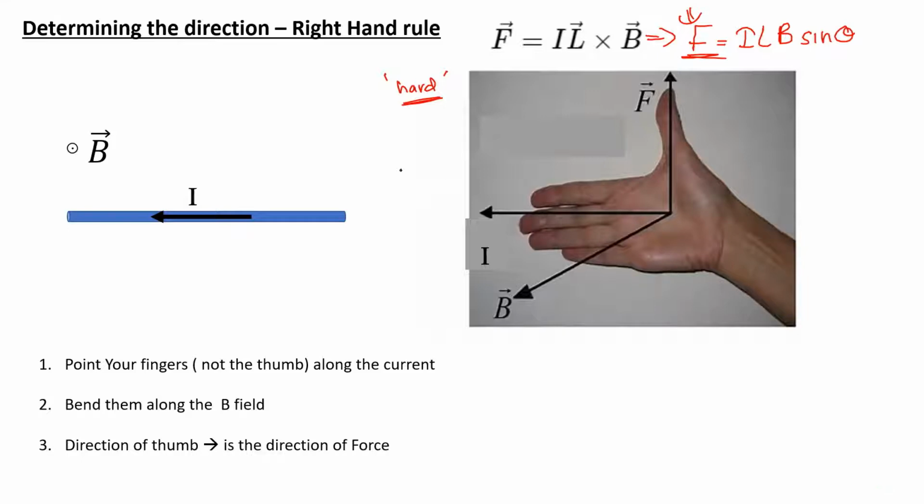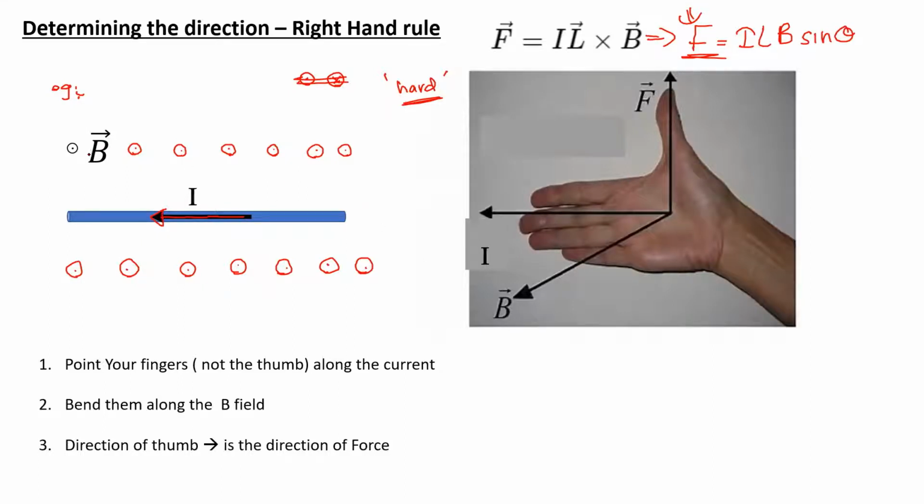So let's first consider this diagram. Here I have a current carrying conductor inside a B field, and the B field is this way. So what is this direction? Is it into the plane or out of the plane? Out of the plane, right? So this one is out of the plane. This one is into the plane.